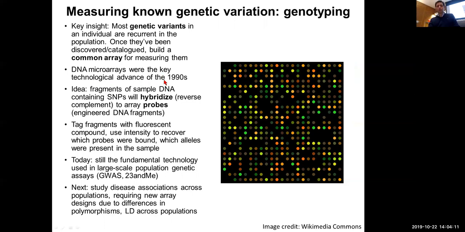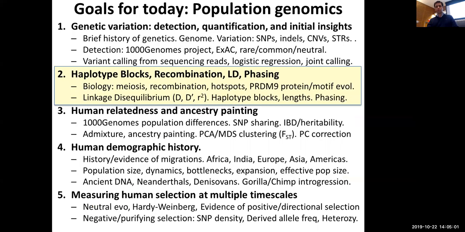DNA microarrays were the way that we were doing gene expression profiling in the 90s, and now they're the way that we do genetic variation. The fragments of a DNA sample containing SNPs will hybridize to array probes according to which of the two SNPs is there. If you see both, you'd know the individual is heterozygous. If it's only one, it's homozygous risk or homozygous non-risk, and so on. This is the way that all of GWAS is carried out, the way that 23andMe genotypes people, et cetera. So you can study disease associations across very, very large populations using a very, very cheap design. But for new populations like Asia, Africa, and Native American ancestry, you require new array designs that capture the population variation that was simply not there in the European population.